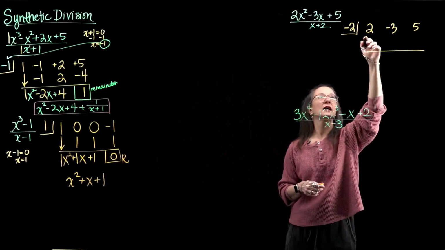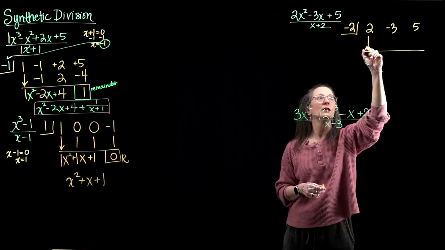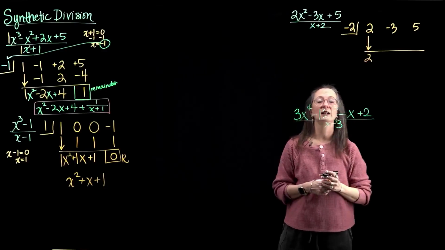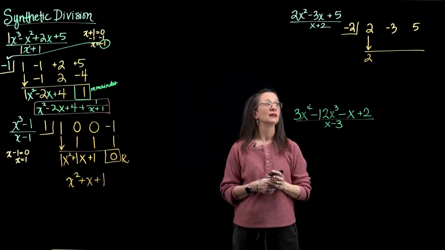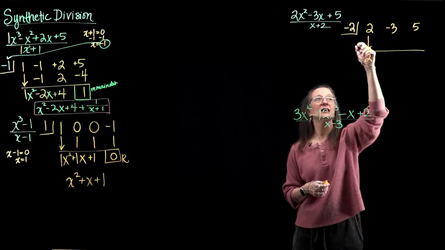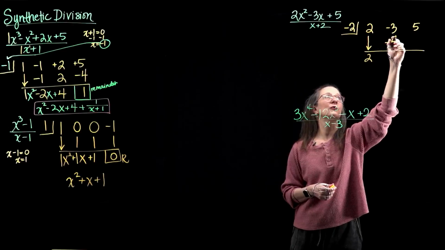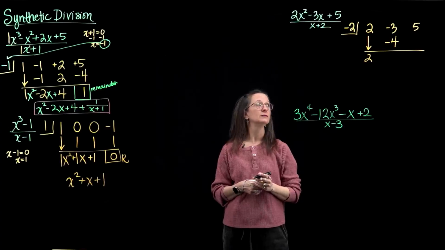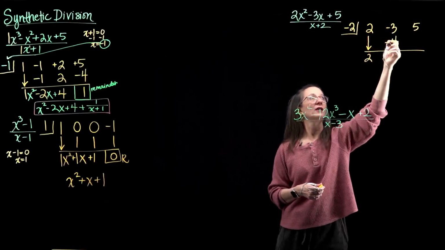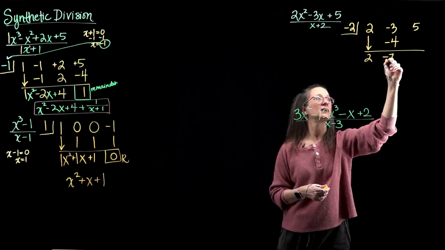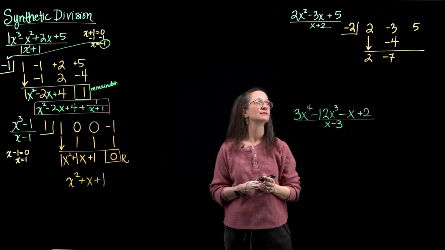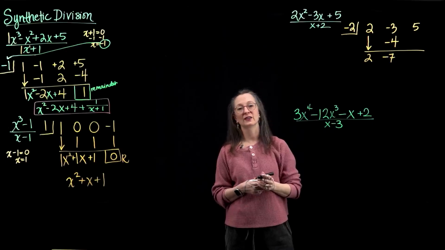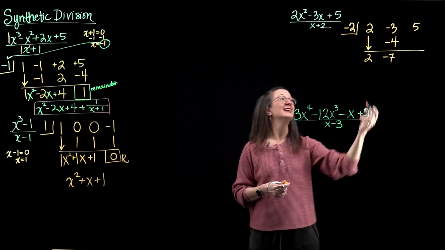All right, let's pull down the 2. So I'll rewrite the 2 below the horizontal line. Multiply it by what's in the box. -2 times 2 is -4. So the -4 gets written below the -3. Add down the column. -3 minus 4 is -7. I'll write -7 underneath that horizontal line.